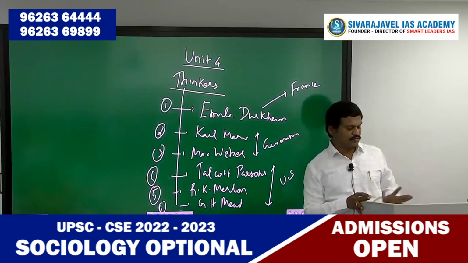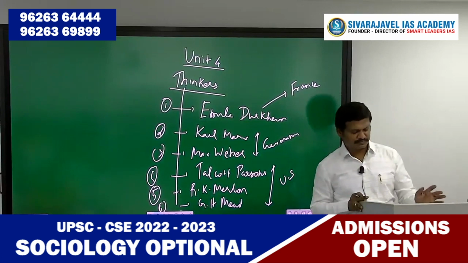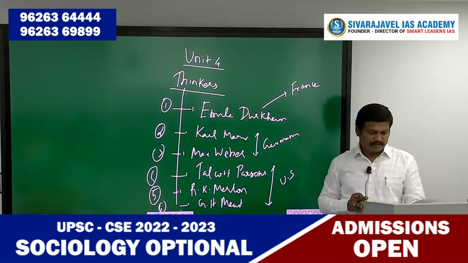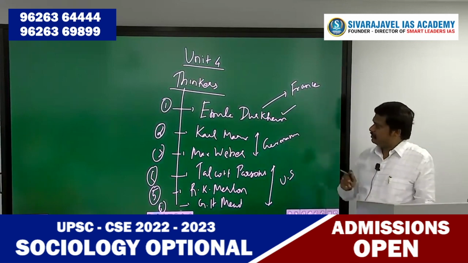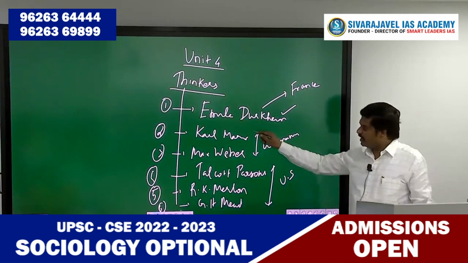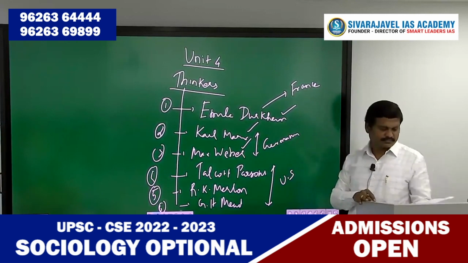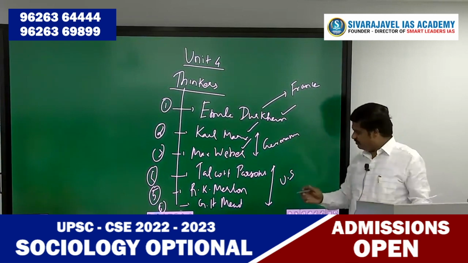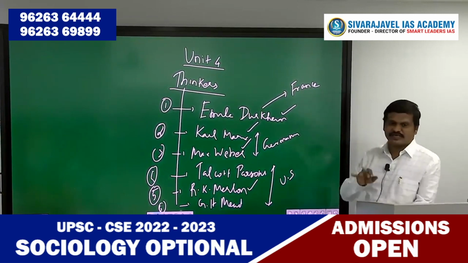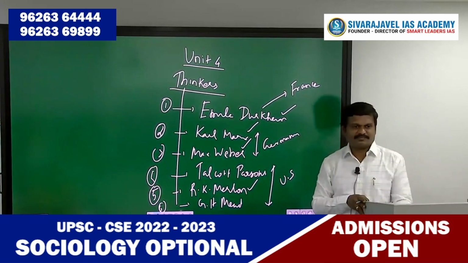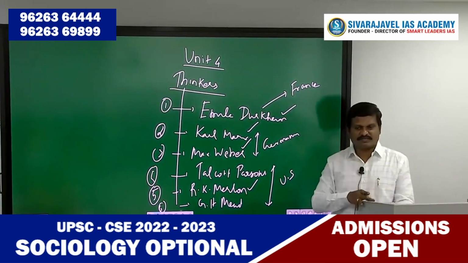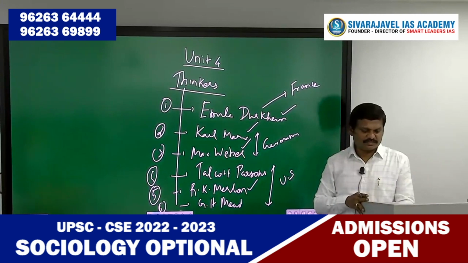Without this thinkers portion, you can't score 320 plus in sociology. Last year, they have asked Durkheim, Karl Marx, Max Weber. So three thinkers and R.K. Merton, four thinkers they have asked last year alone. 2021 paper, four thinkers they have asked. They have not asked Parsons, they have not asked Mead, that's all.